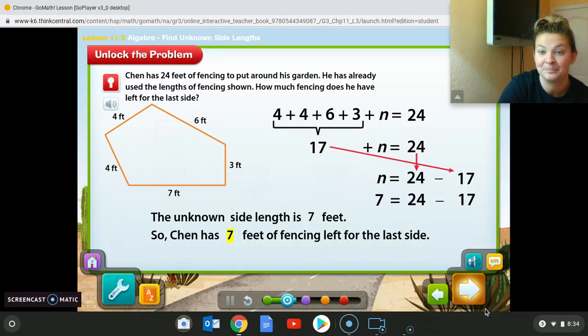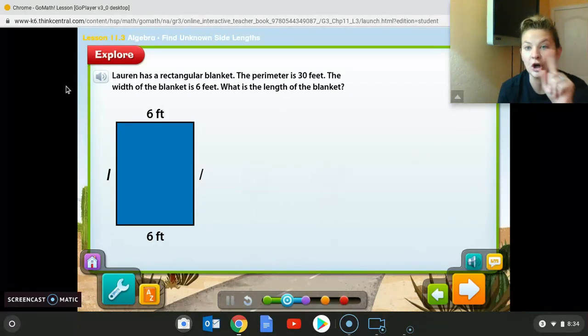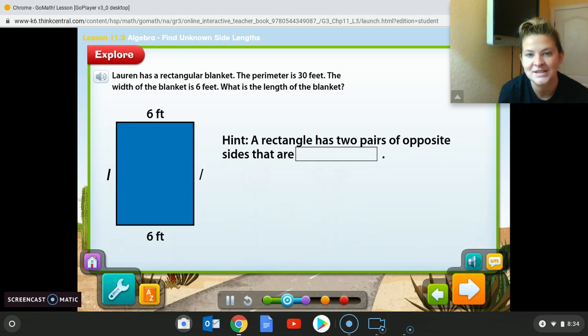Let's do one more example. Here we go. Lauren has a rectangular blanket. The perimeter, right, the outside, is 30 feet. The width, which means how wide something is, is 6 feet.